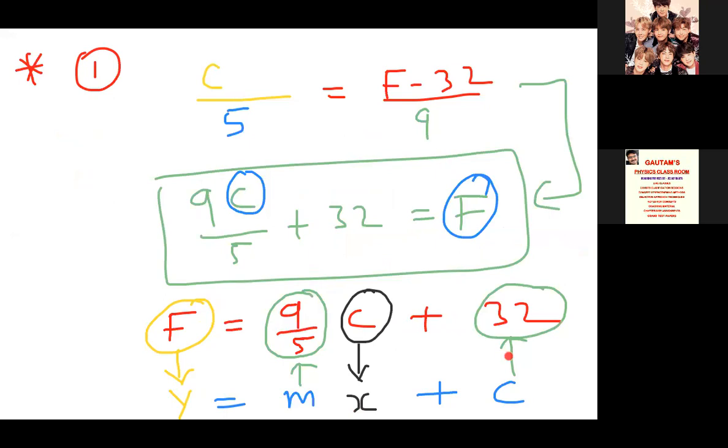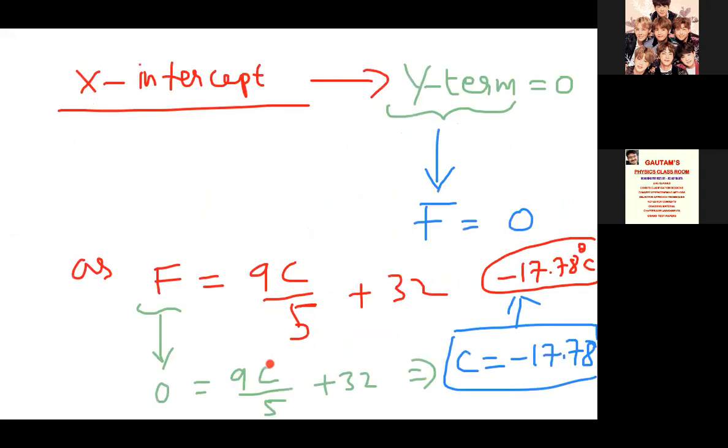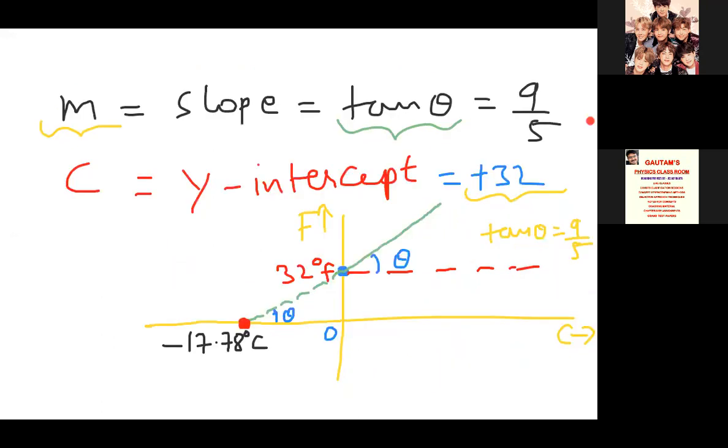Then after that I have taken the graph here. M equals the slope, tan theta, 9/5. Y-intercept is 32. Y-intercept means the point where it touches the y-axis. I plot the graph like this, and I got the x-intercept as minus 17.78 degrees centigrade. That is nothing but the x-intercept, where the y term is 0. So you can observe the x-intercept is minus 17.78 and the y-intercept is 32 degrees Fahrenheit. Like that we can draw the graph.